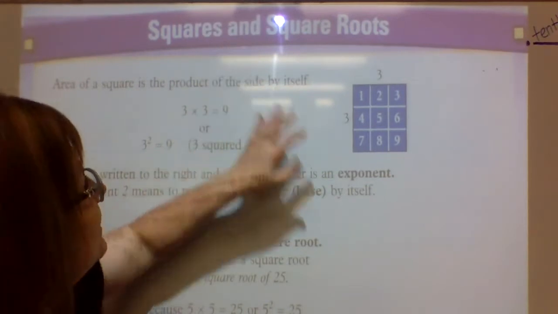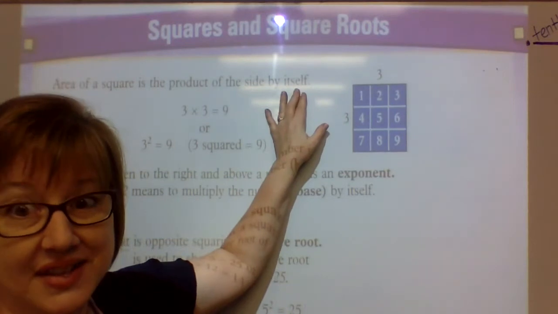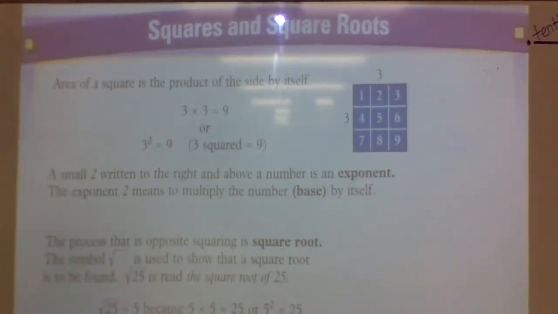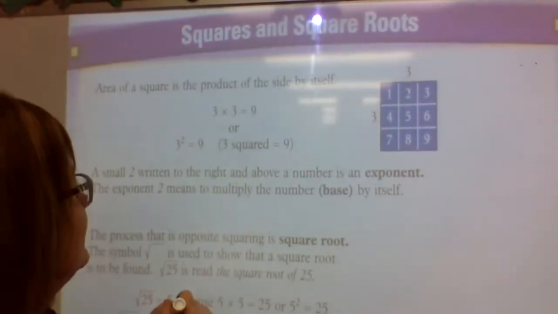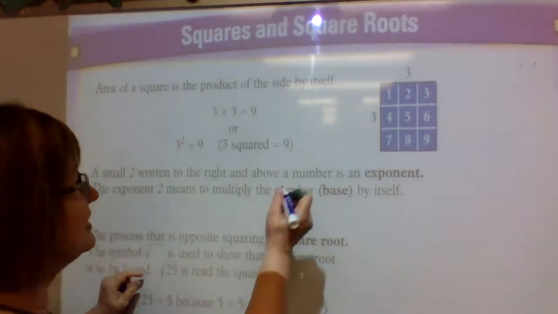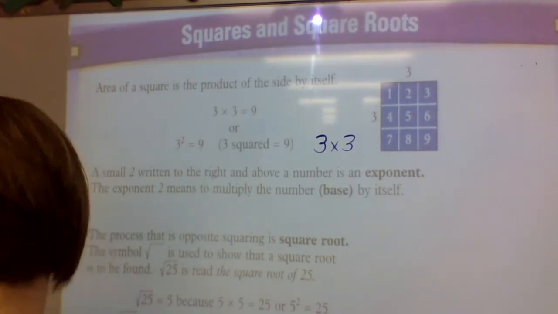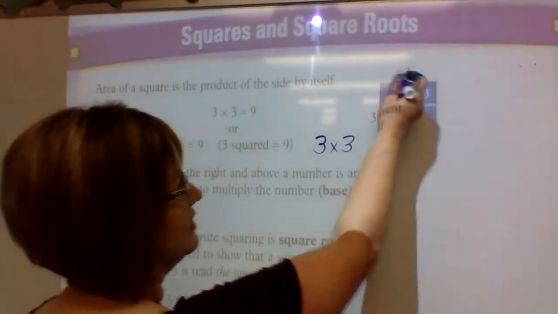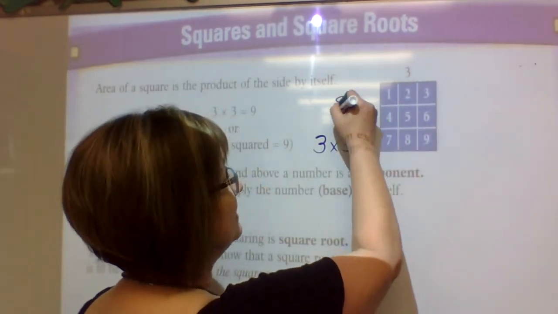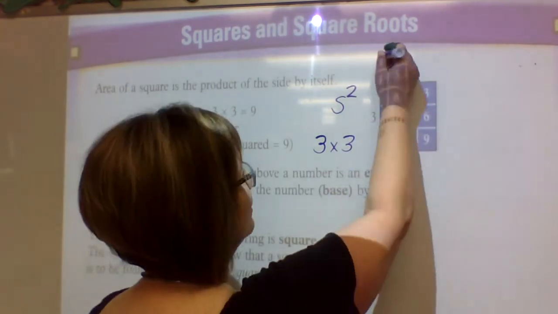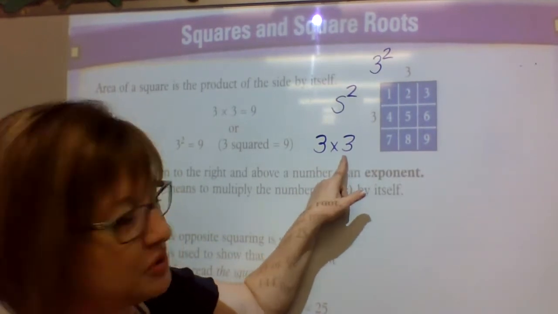So, squares and square roots. Whenever it says the area of a square is the product of the side by itself, again, that sounds like something very official that you won't understand very easily by yourselves. But all it is, we call this 3 squared. That just means 3 times itself. Okay? So in the area of a square, it's side times side, right? So it would be side squared, or 3 squared. They put the power of 2. The power of 2 means you're doing two 3s.